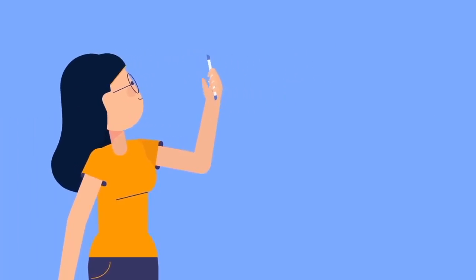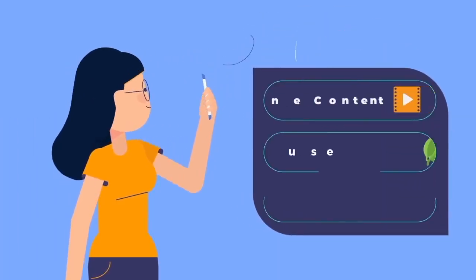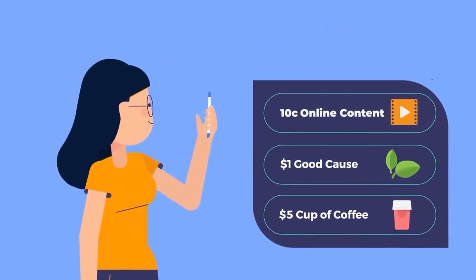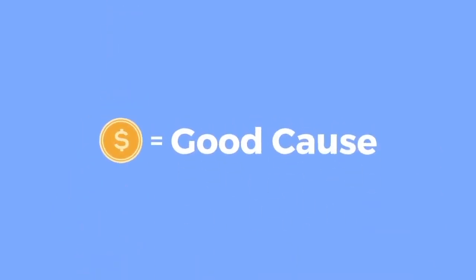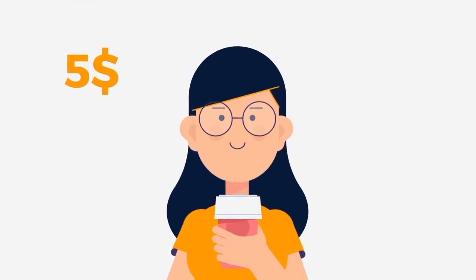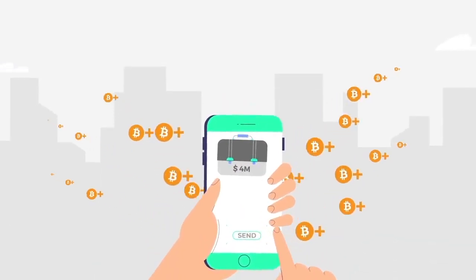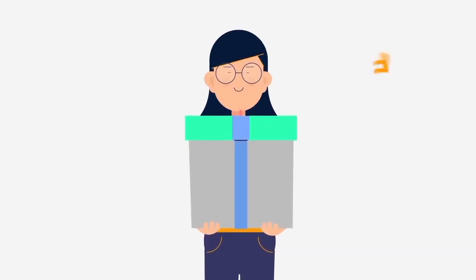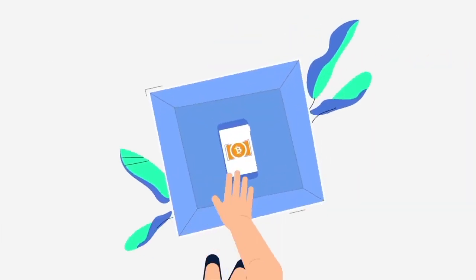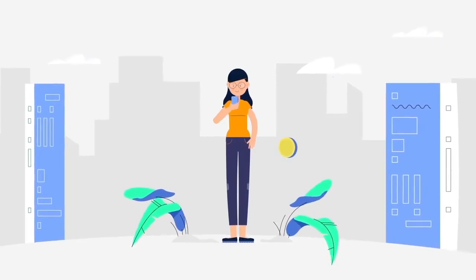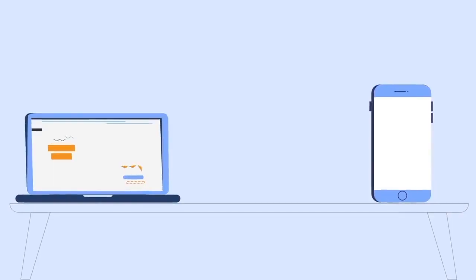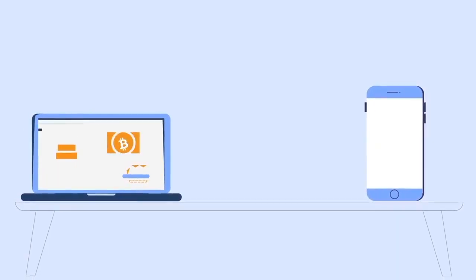You can send really low payments, like less than 10 cents for online content, a dollar to a good cause, or how about $5 for a cup of coffee? You can even use it to send large business transactions worth millions of dollars across borders. There are no boundaries. It's virtually free, or when there is a fee, it's so low cost that you won't even notice. Bitcoin Cash transactions are extremely fast.